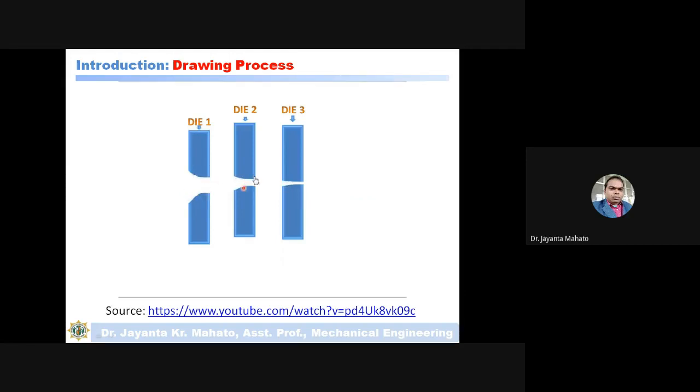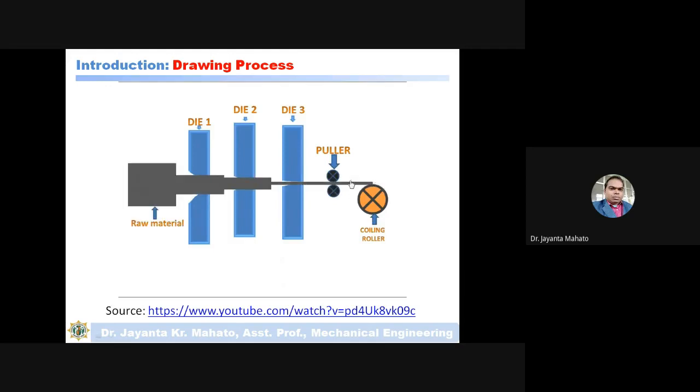So there is actually a set of dies, and here the cross-sectional area is reduced successively. And there is a puller. This puller will pull the wire. And there is another coiling arrangement. This coiling arrangement will coil the drawn wire. So this is the raw material.